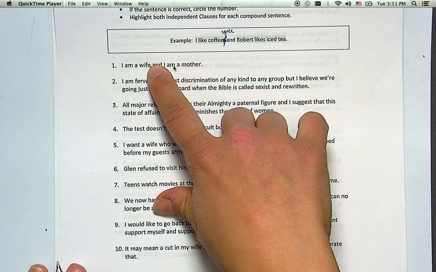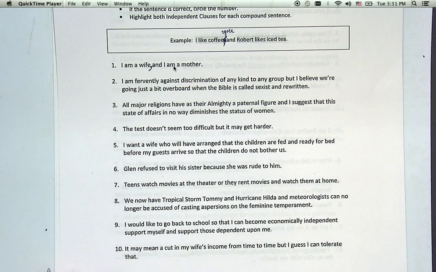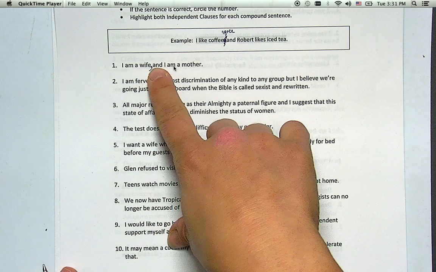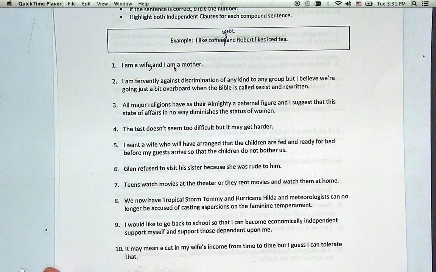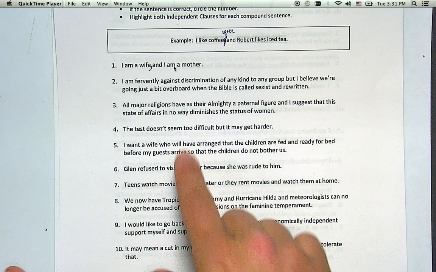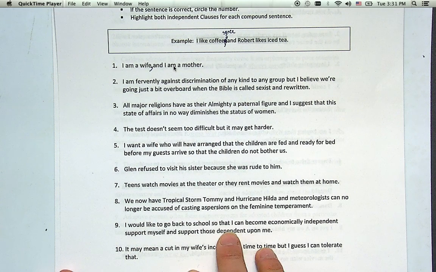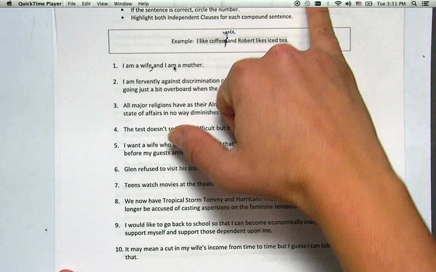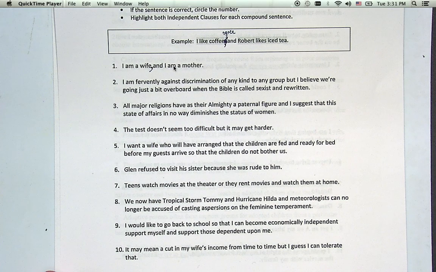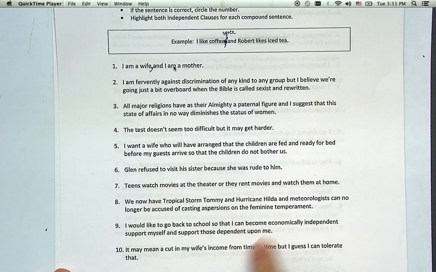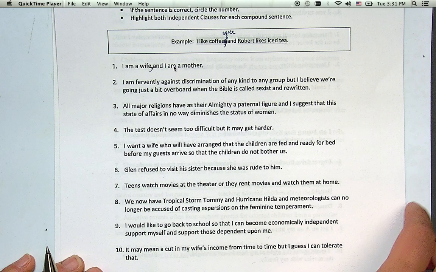I know it's hard to see. I'm writing my comma a little bit big so we can see the comma. There should be a space after the comma, so it should be close to the word wife. And I am a mother. So I want you to complete the rest of these. Find these FANBOYS words, for, and, nor, but, or, yet, and so. I want you to find those keywords in here, and I want you to add the commas.